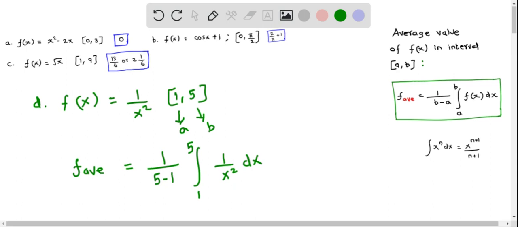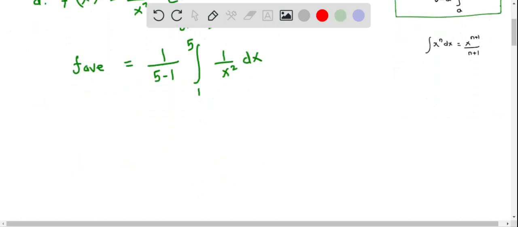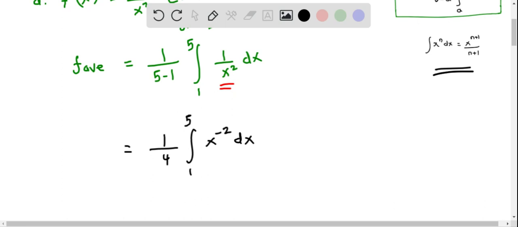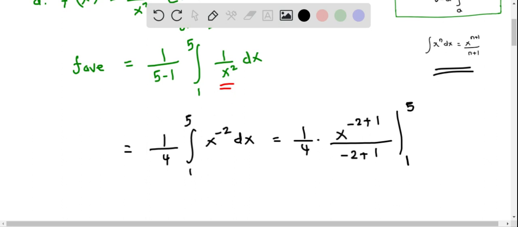First, I'm going to rewrite 1 over x squared as x raised to the power of negative 2. So this becomes 1 by 5 minus 1, which is 4, integral from 1 to 5 of x raised to the power of negative 2 dx. Now we can use the power formula of integration. When we integrate x raised to the power of negative 2, we get x raised to the power of negative 2 plus 1 divided by the same number, negative 2 plus 1, and this has to be evaluated from 1 to 5.